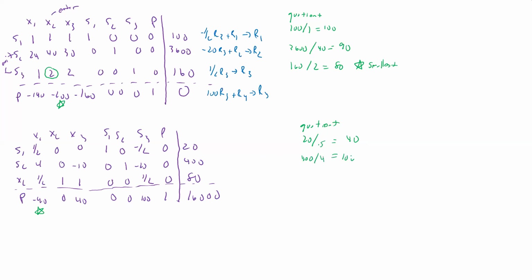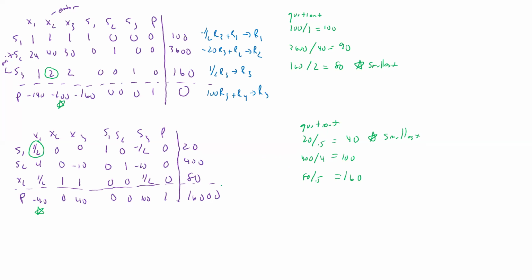So that's going to be 100. And here we're going to have 80 divided by 0.5, or times 2. So that's 160. So that means this one's the smallest this time. And so then our pivot is going to be right there.